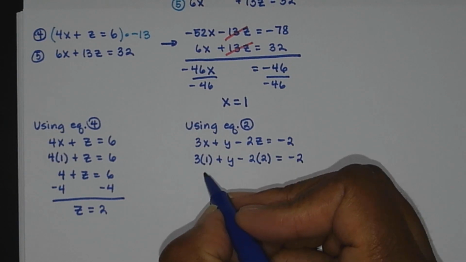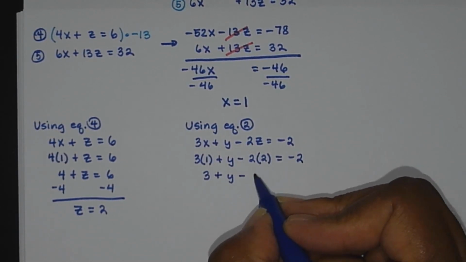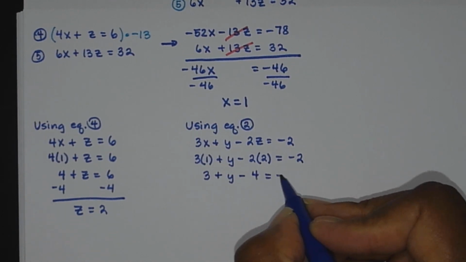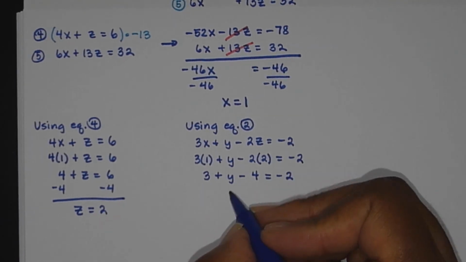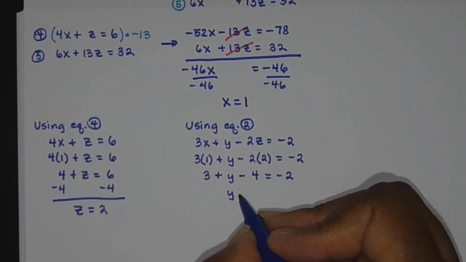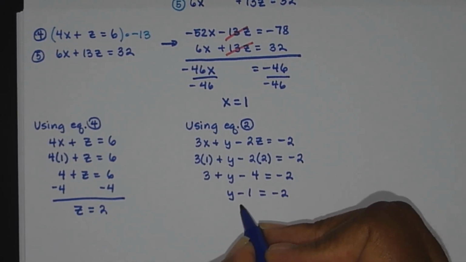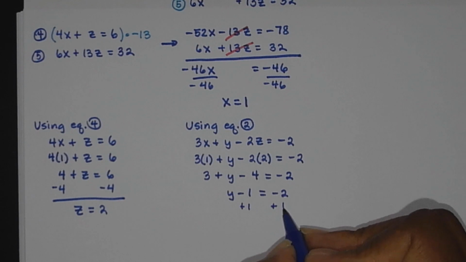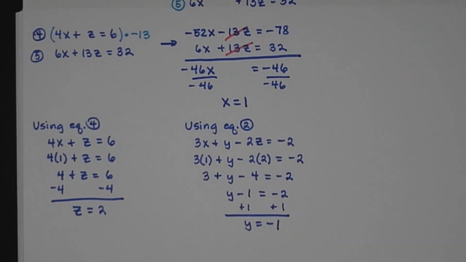Okay. Now 3 times 1 will be 3, plus y, minus 2 times 2, which is 4, equals negative 2. Now what's 3 minus 4? So it'll be y minus 1 is equal to negative 2. And if I add 1, what must y equal to? Negative 1. Okay?